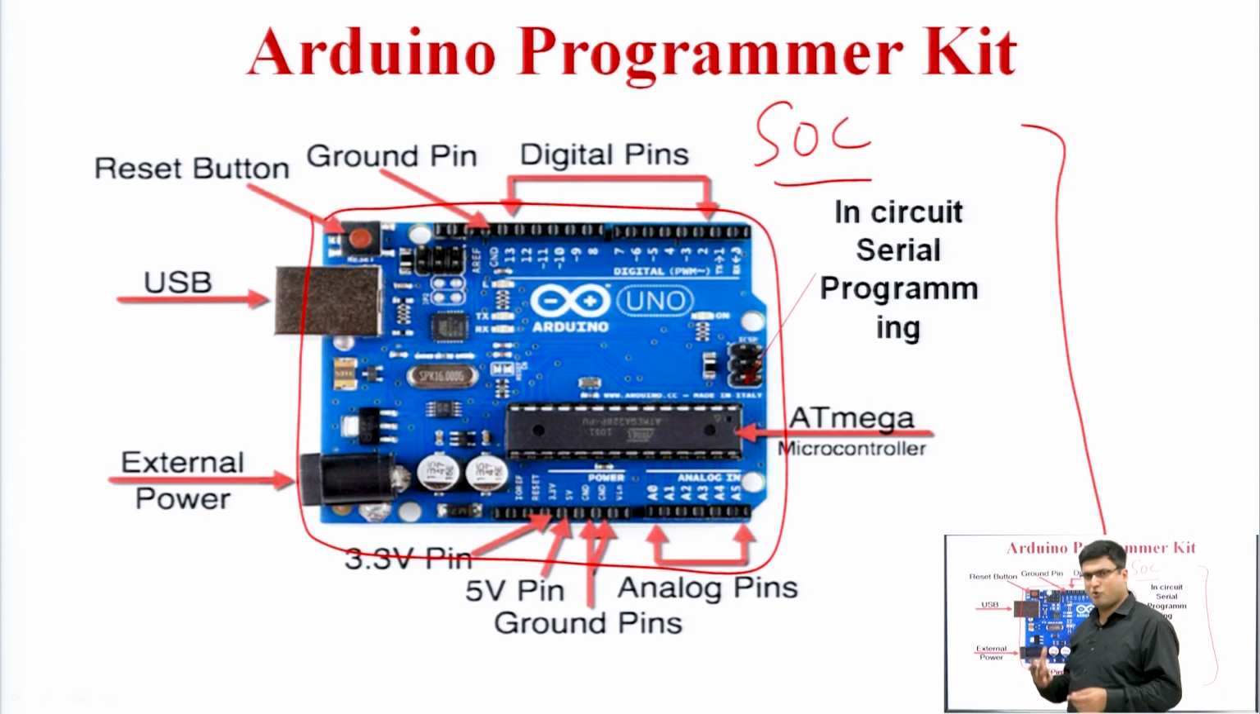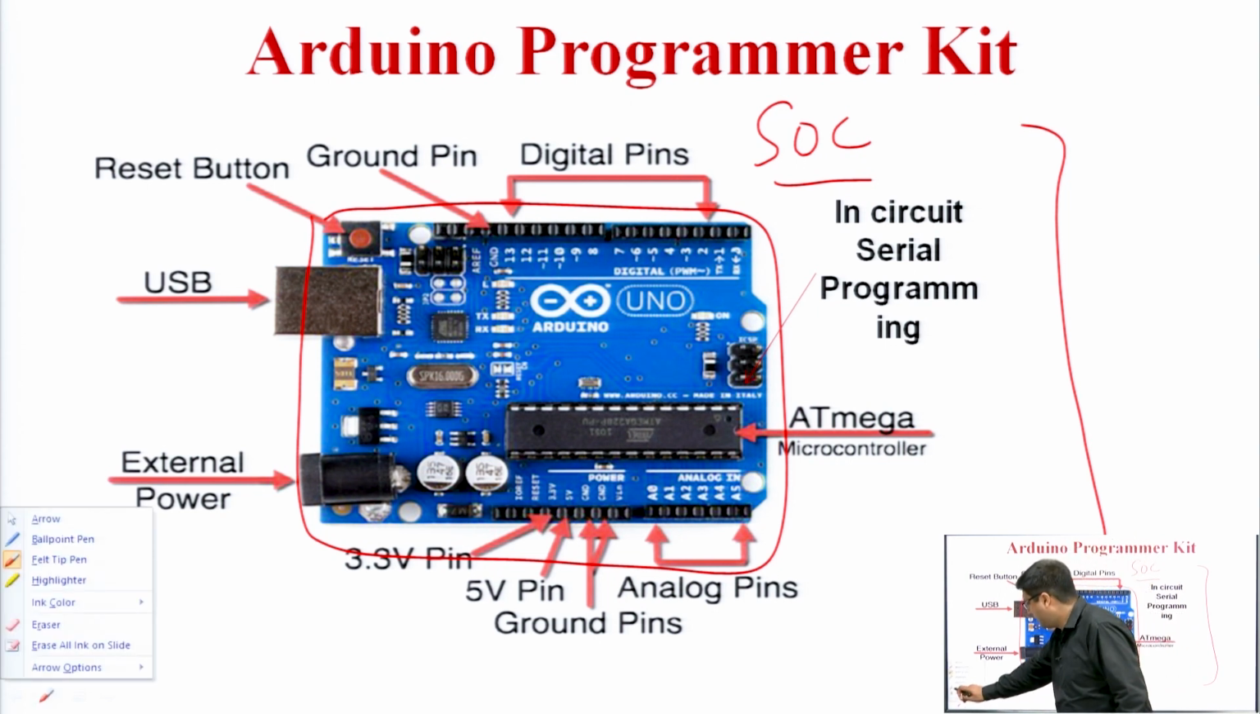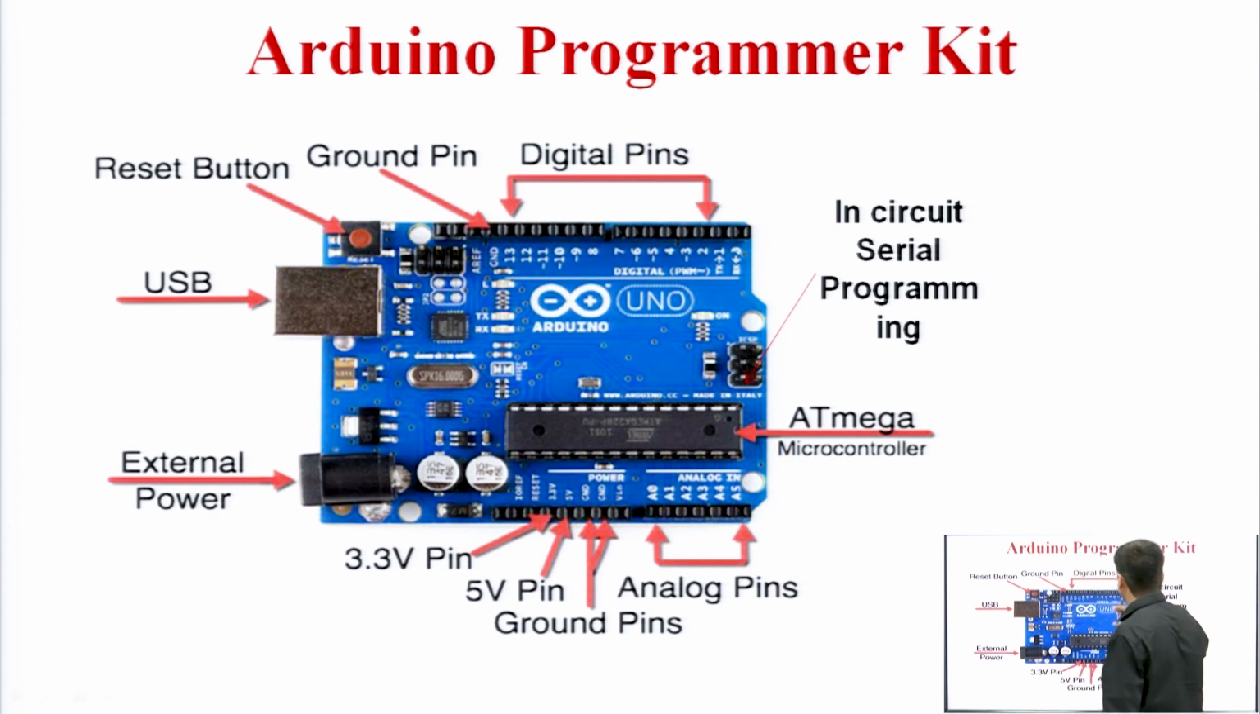So, this is a system. All the things are available on the same chip. In the case of Arduino, that is why it is called a system on chip. In this programmer kit you can see we have peripherals like USB. You can connect a USB cable to the Arduino through this module. It has a reset button. When you press the reset button, you can initialize to the initial value.